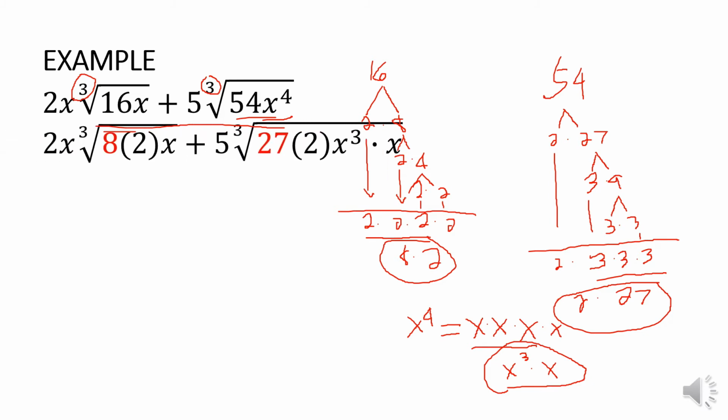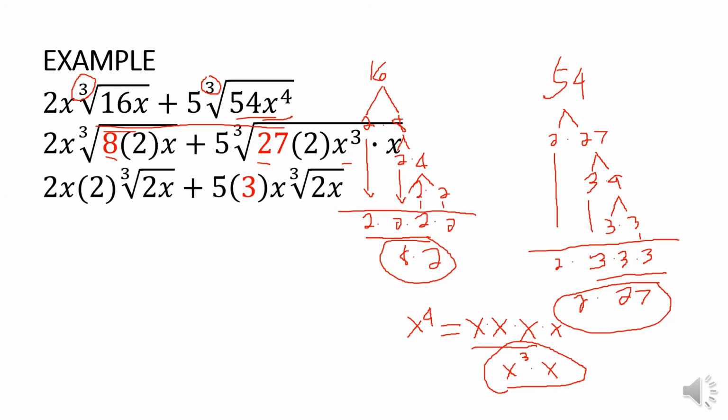So we have here now 2x cube root of 8 times 2x. So 8 is a perfect cube. Plus 5 cube root of 27 times 2x cubed times x. 27 is a perfect cube. And x cubed is a perfect cube.